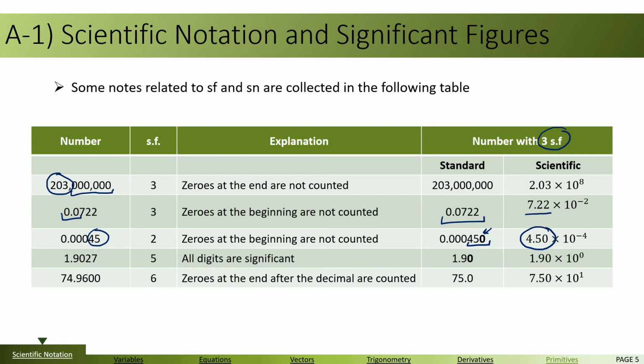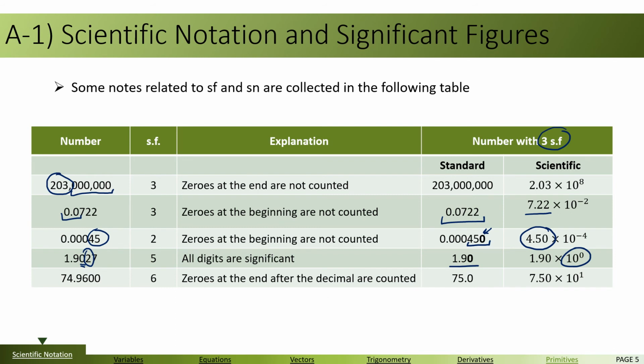1.9027 has 5 significant digits. Also, if you want to round this number and write it with 3 significant digits, we take the 1.90. The 0 is followed by 2, so we round down to get 1.90, and that's it. Or 1.90 times 10 to the power 0 in case we want to add scientific notation.